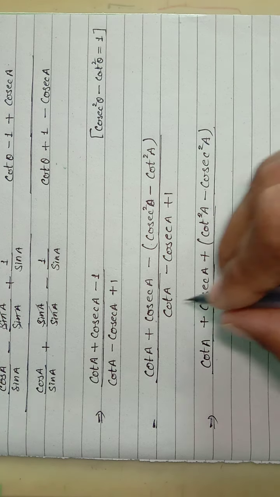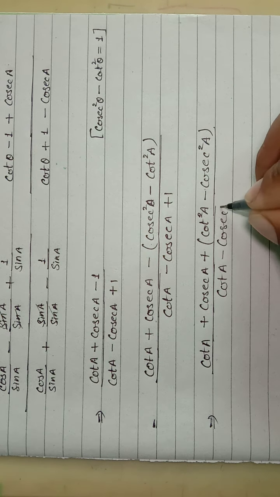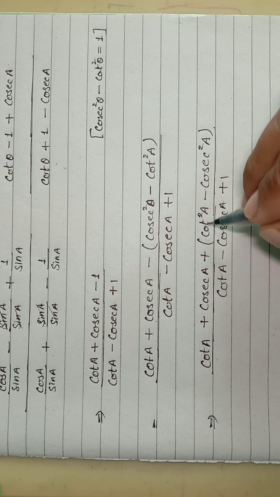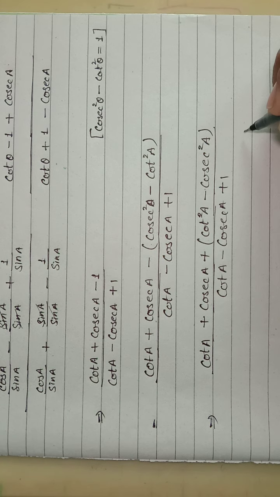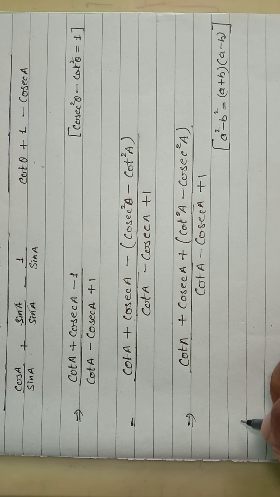Now you see here it is cot A minus cosec A plus 1. Now here you see A square minus B square, so we can use the identity A square minus B square, that is of your A plus B and A minus B. Can we use this? So next step we are going to use the same identity here.